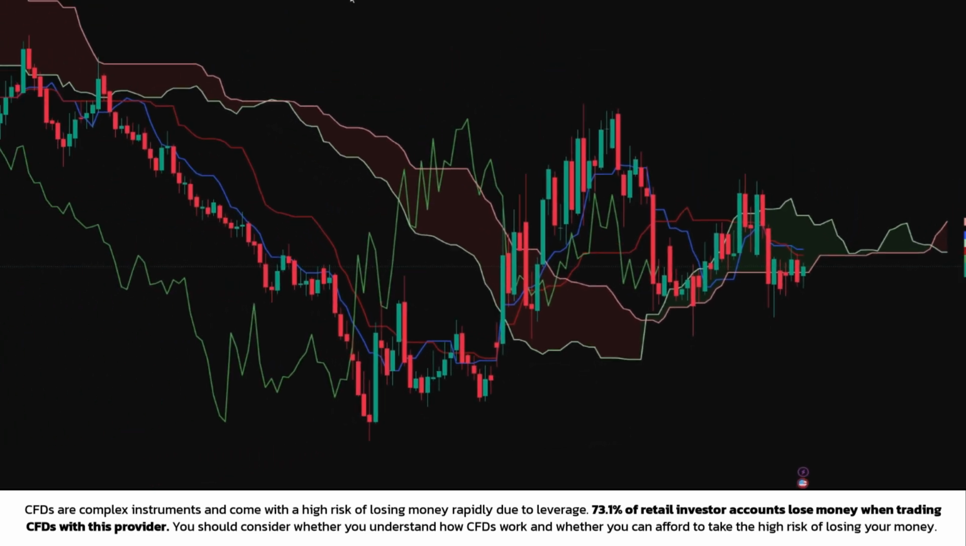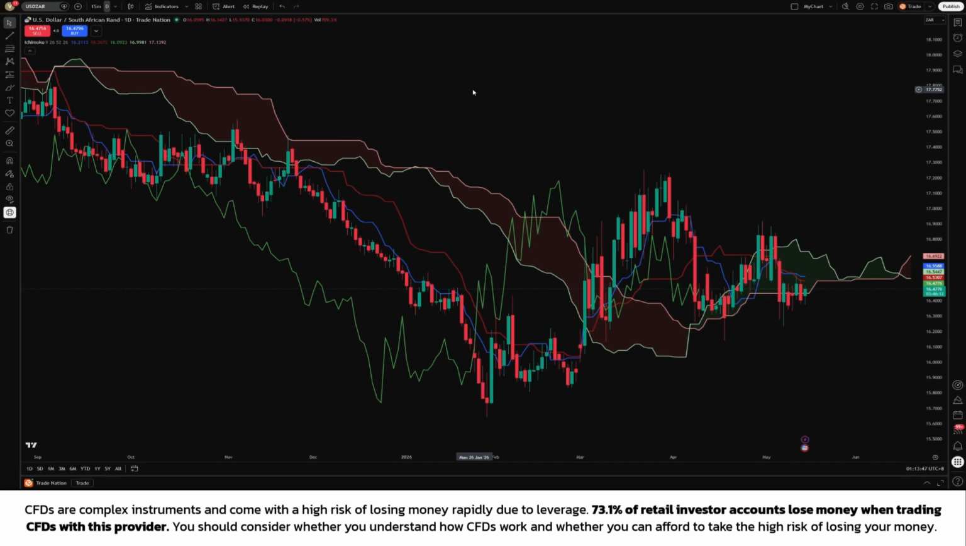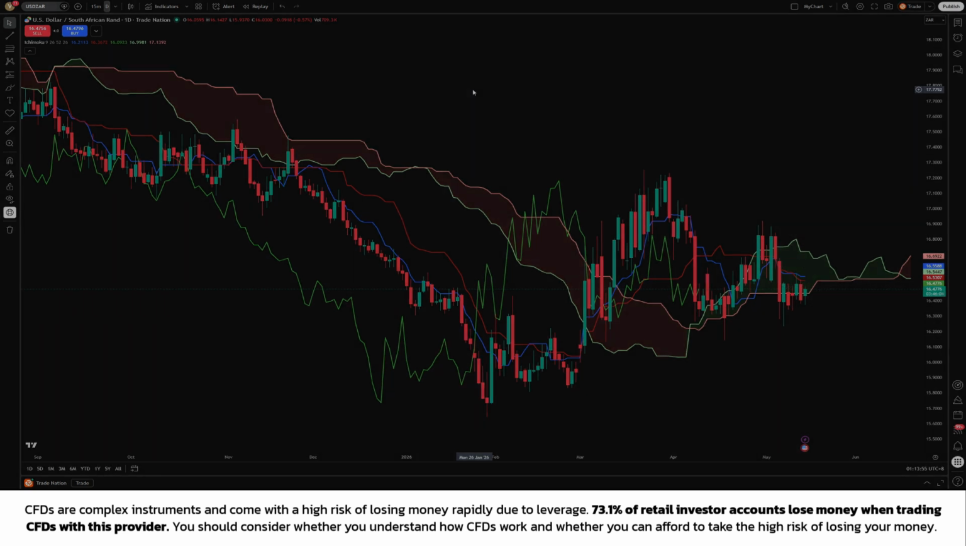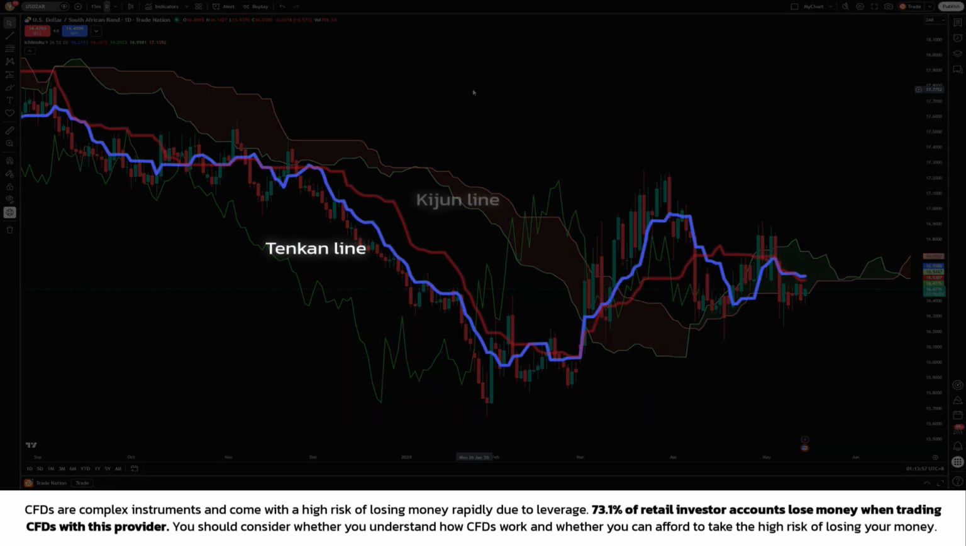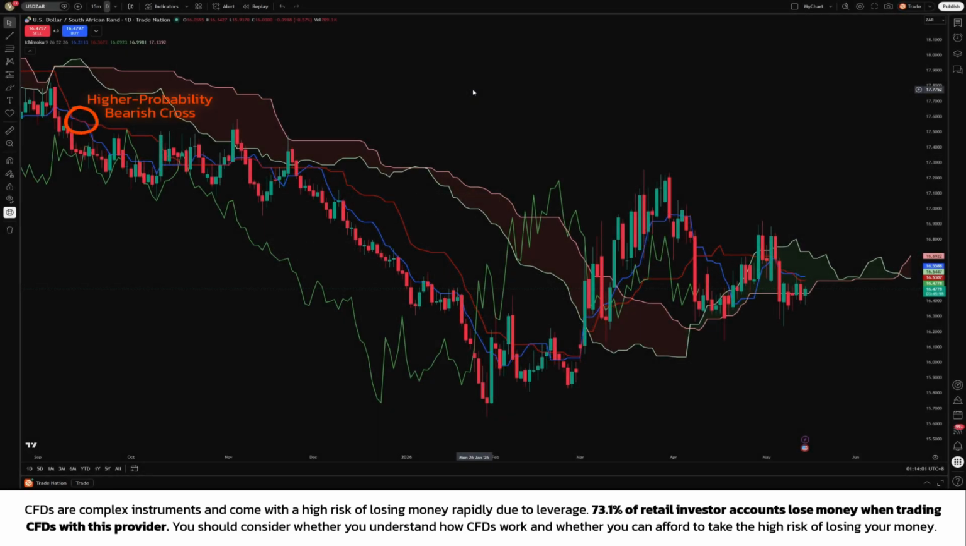Another mistake is putting too much weight on signals that develop inside the cloud. The cloud often reflects uncertainty, transition, or a market that has not fully committed to direction. That means a Tenkan and Kijun cross inside the cloud does not carry the same meaning as a cross that forms clearly above or below it. When traders ignore that location and focus only on the crossover itself, they can end up reading weak conditions as if they were strong signals.